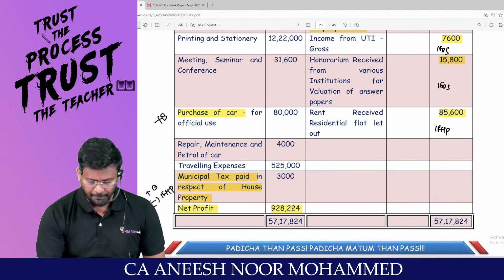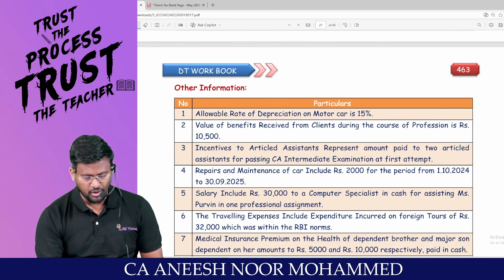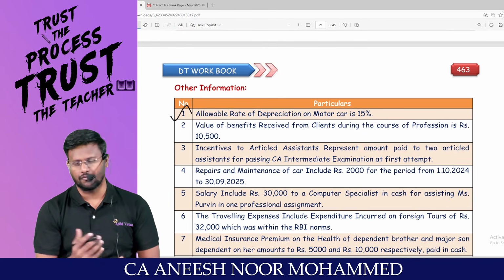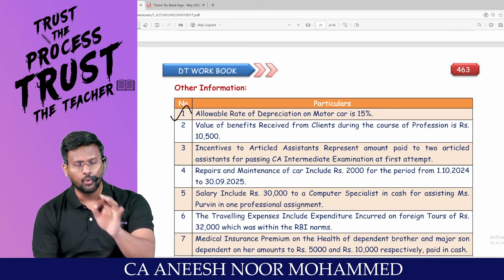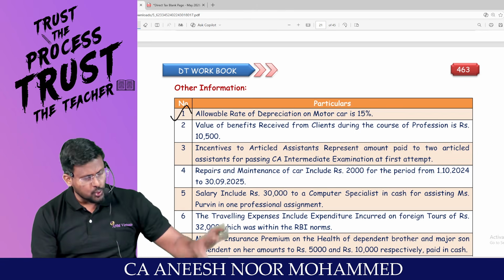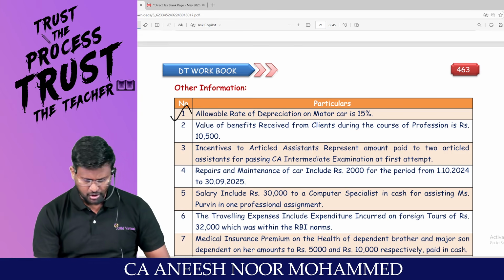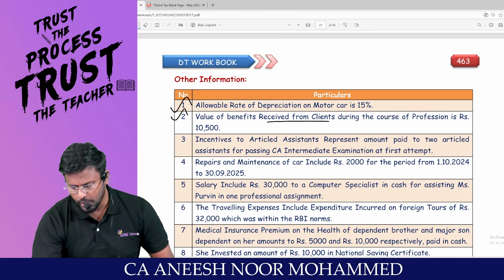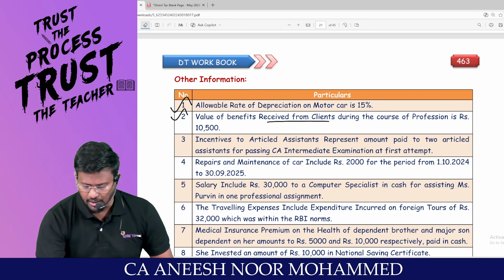Are you all really with me? That's it, man. Other information. Allowable rate of depreciation on motor car is 15%. We need that info because for motor car, the amount debited to P&L account should be added back and we have to reduce the depreciation. Value of benefit received from client during the course of profession is 10,500.